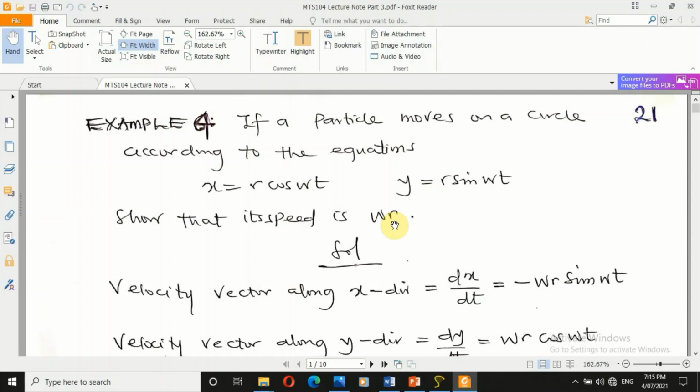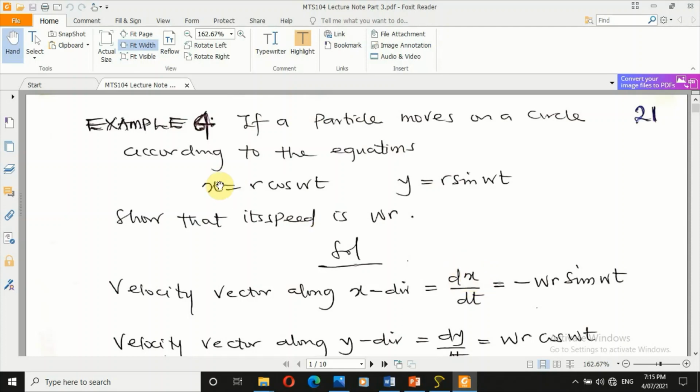Now, if you look at this question, it means that we already have the 2 components of the position of the particle. We already know the position of the particle. So let's continue now. Velocity along x direction. Don't forget that x here is talking about the displacement.